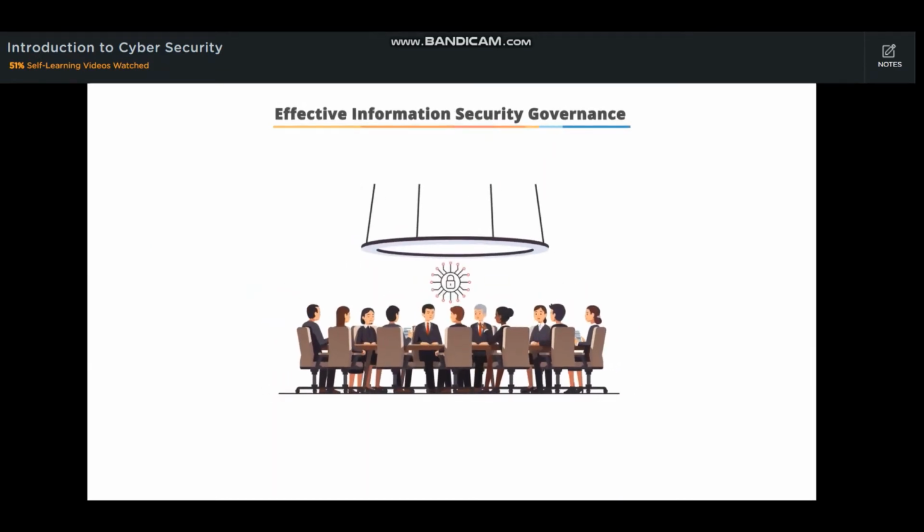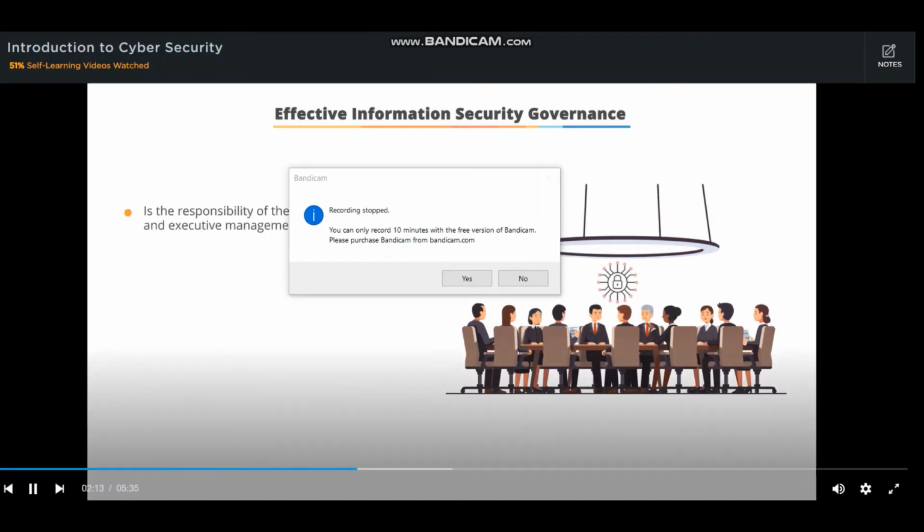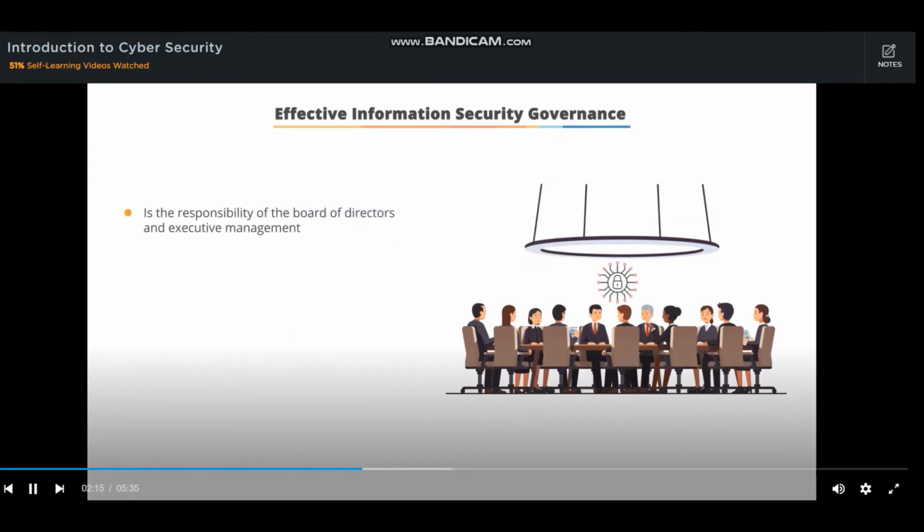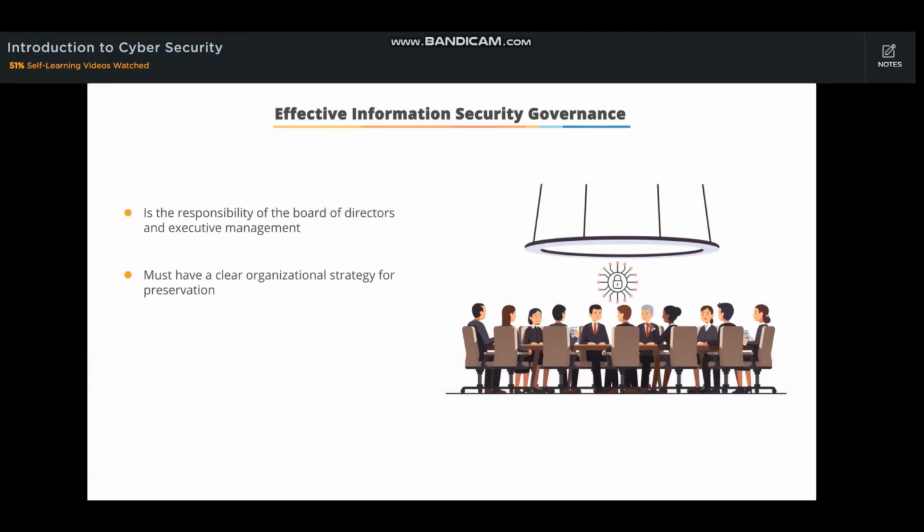Effective information security governance. Information security governance is the responsibility of the board of directors and executive management. A clear organizational strategy for preservation is equally important and must accompany a strategy for progress.